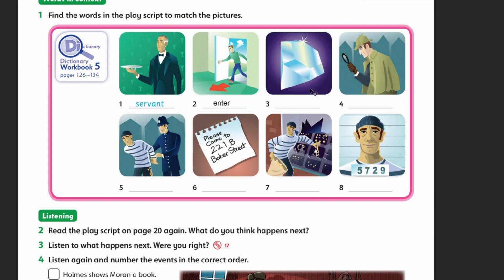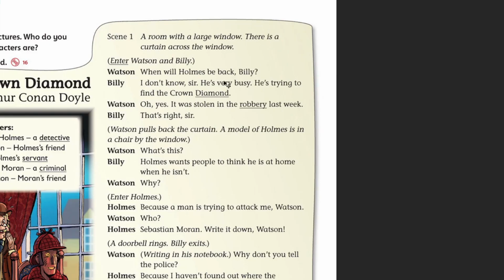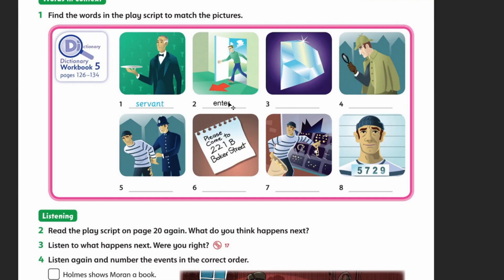Now this is very easy. If you go back, this is the diamond, because this is how diamonds look. Alright, so let's go and write down diamond.